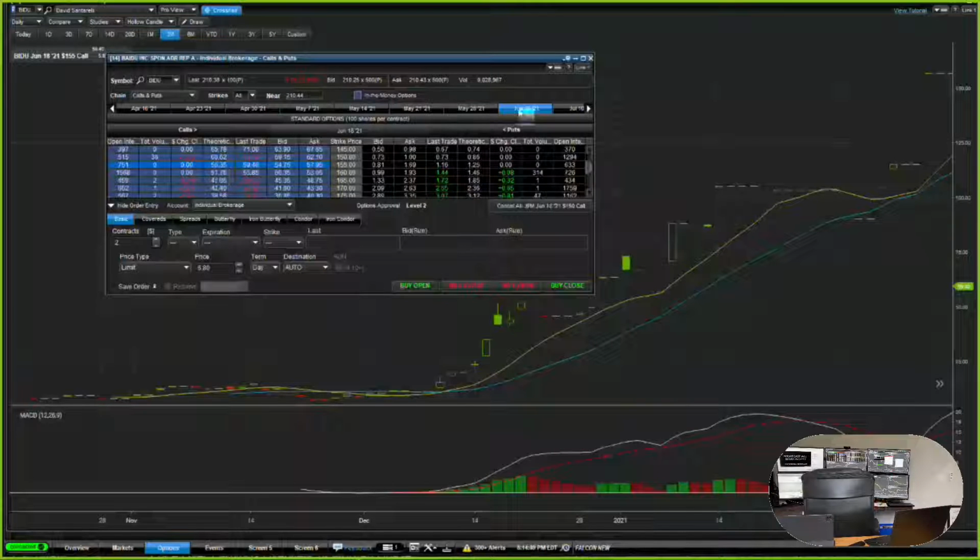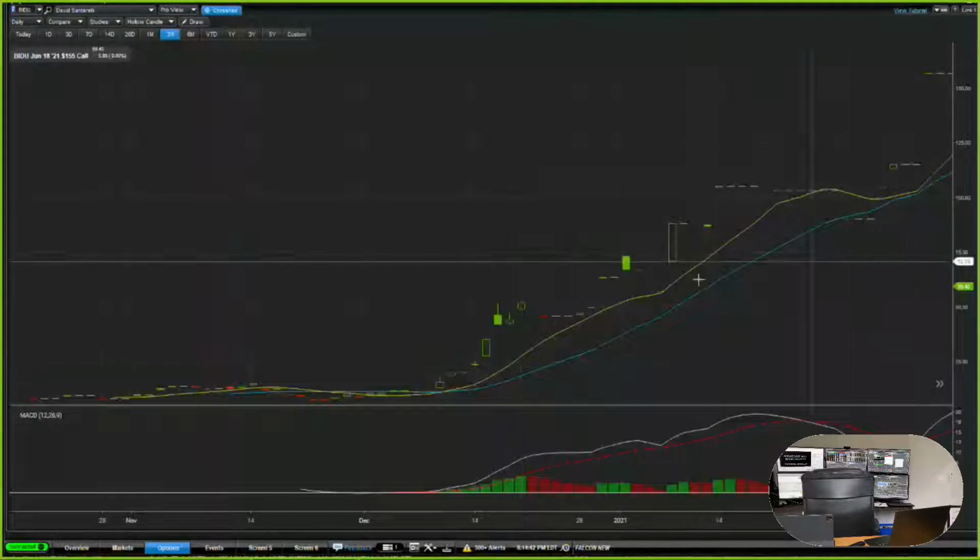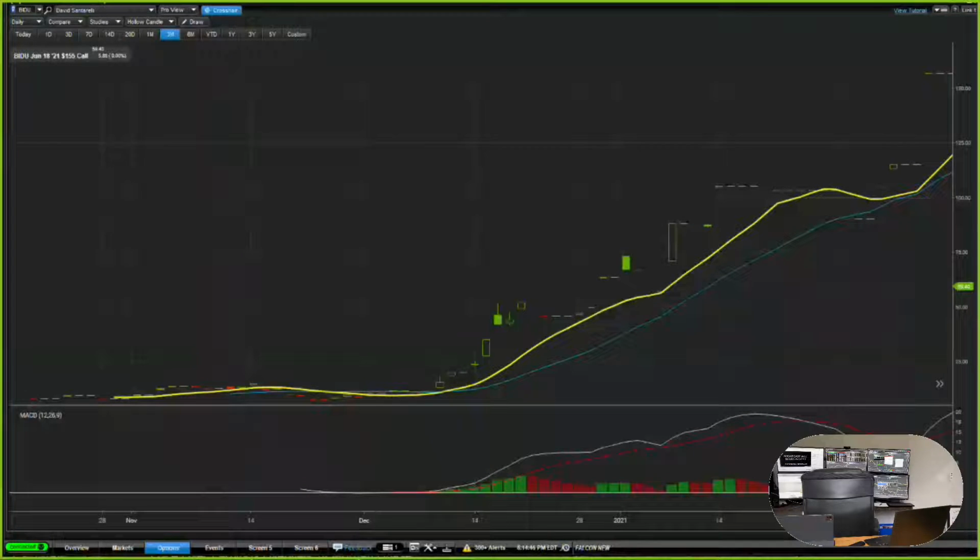56.35. Okay, so on December 9th, let's see what this was. And the nice thing about this is you can see right at the top here, this is actually the graph of the Baidu June 18th 155 strike call. It increased in value today by $5.88. Okay, so now let's clear that out.